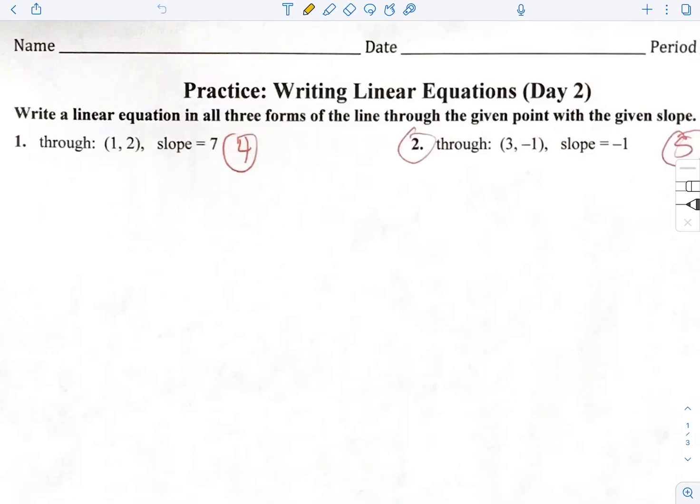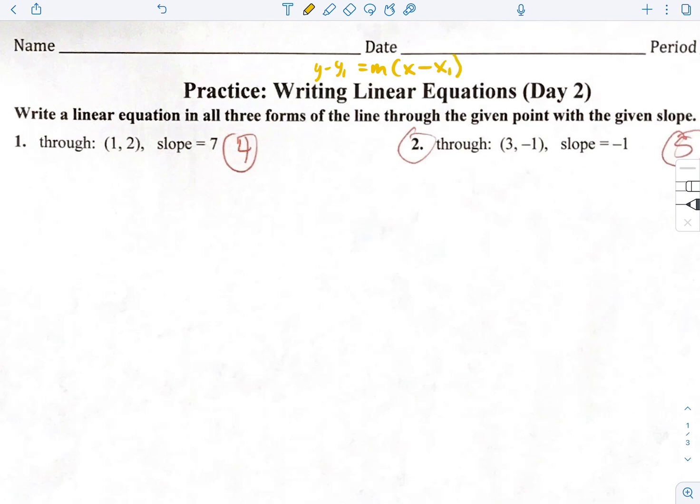All right, guys, today we're going to talk about writing linear equations, and particularly how do we write a linear equation in all three forms, given a line that goes through a given point with a given slope. So we know if we have a slope and a point, we can use our point slope form, which is y minus y1 equals m times x minus x1.